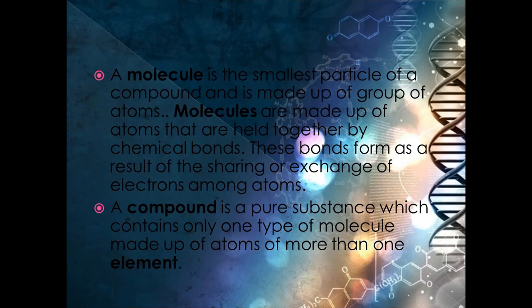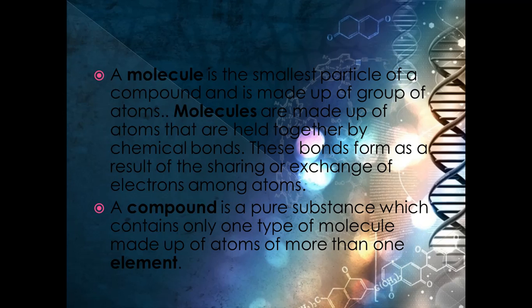Now, the next is the molecule. A molecule is the smallest particle of a compound and is made up of a group of atoms. Molecules are made up of atoms that are held together by chemical bonds, and these bonds form as a result of the sharing or exchange of electrons among atoms. Sharing means covalent bonding, and exchange of electrons means ionic bonding, the transfer of electrons from metals to non-metals.